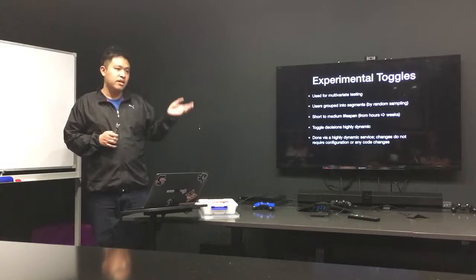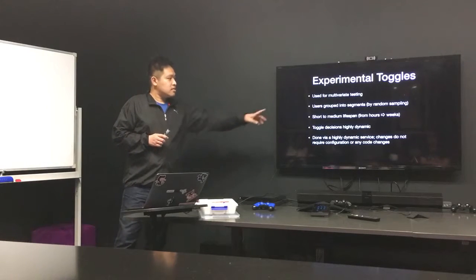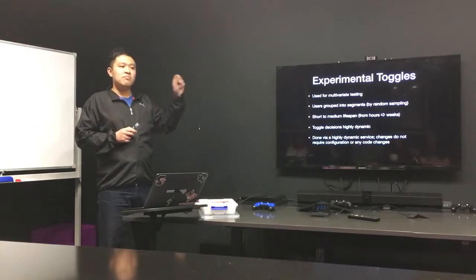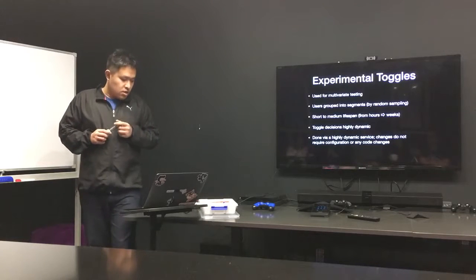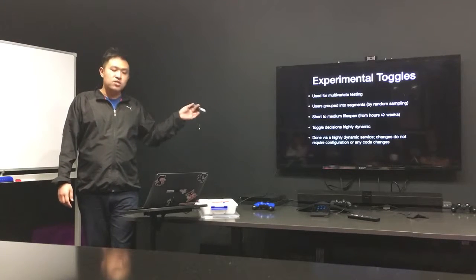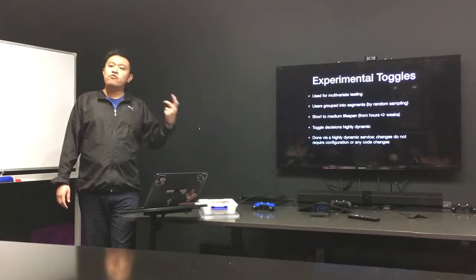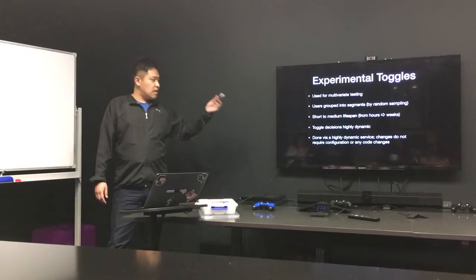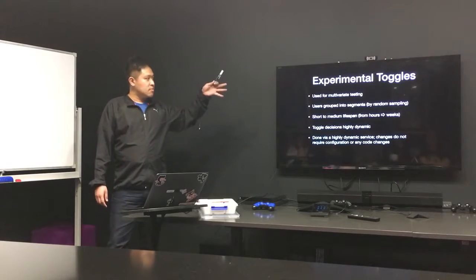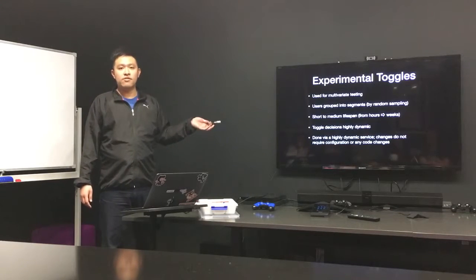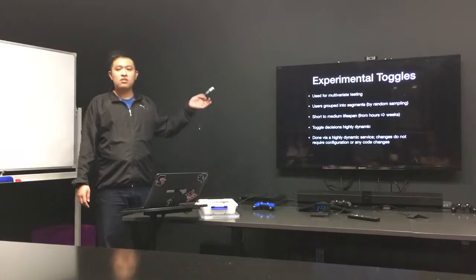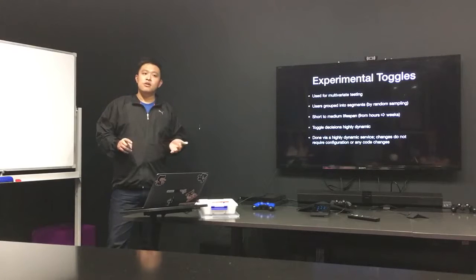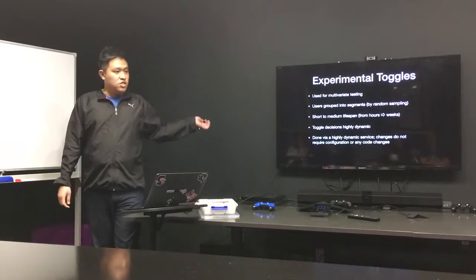Users are grouped into segments, and the key difference with the next type is that users are grouped by random sampling. So this is not beta users, these are users that are randomly selected. It's a short to medium lifespan, from hours to weeks, and toggle decisions are very dynamic. It happens at runtime, so it has to be done in a way that you can change any of these experiments without changing a single line of code. For this you need a feature switching service like Split.io or LaunchDarkly.